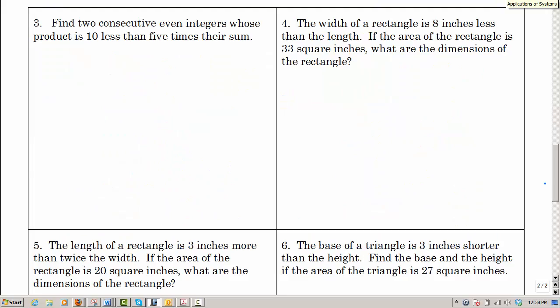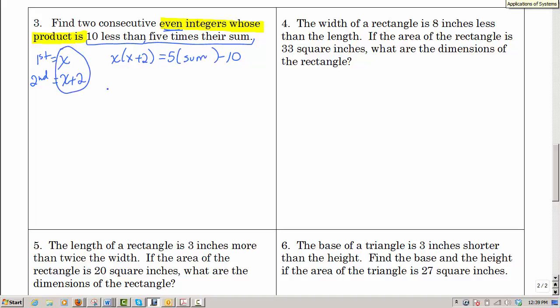Same type of thing. This time we've got two consecutive even integers whose product is, and I'm going to stop there. So my first one is x. My second one is x plus 2 again because even. Even and odd, same. So whose product is. Now I can keep going. 10 less than, so I know I'm going to subtract 10. 5 times their sum. Wow. So 5 times something. Their sum. What does that mean? I need to add those together.